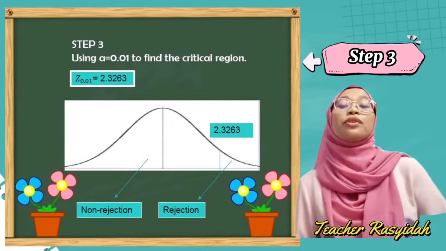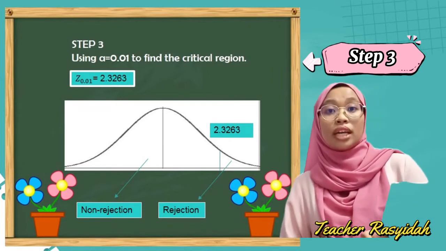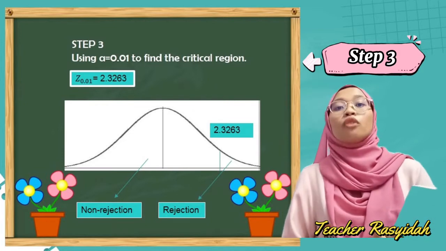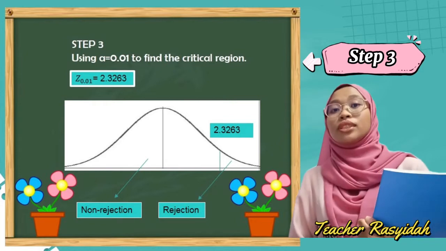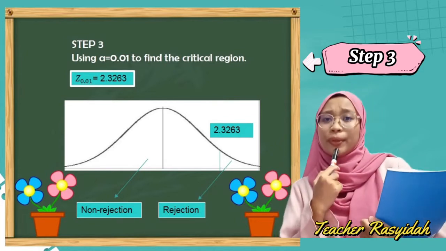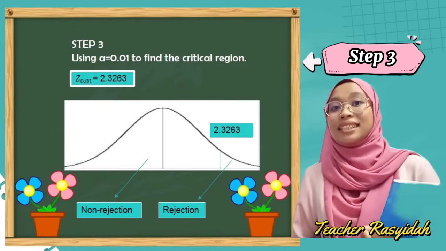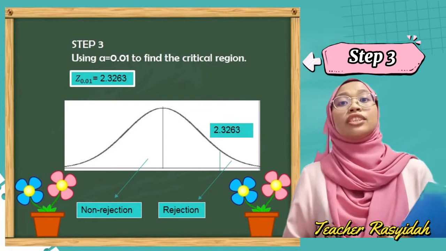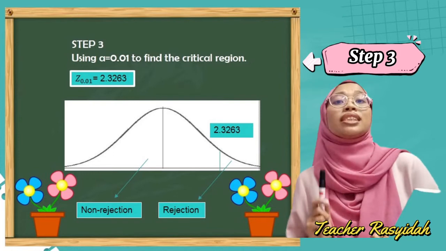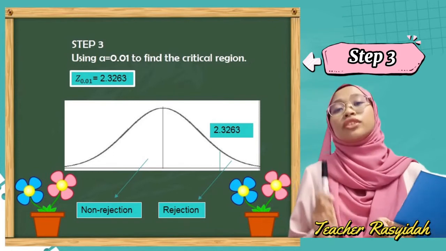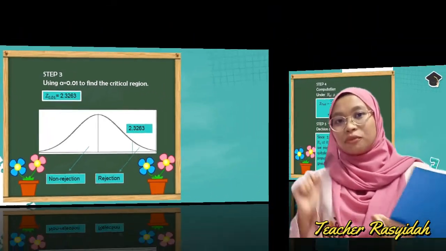Okay, now we are at step 3. We are going to use alpha 0.01 to find the critical region. Z 0.01 is equal to 2.3263. Where do I get this value? It's from the statistical table. If our z-test is less than 2.3263, we fail to reject the null hypothesis. But if our z-test is more than 2.3263, we reject the null hypothesis. So let's do step 4.